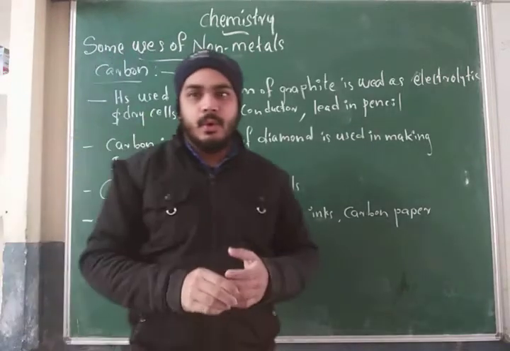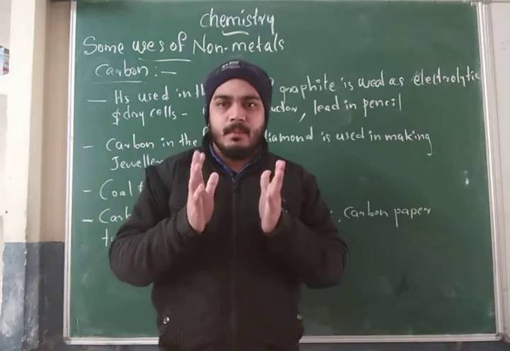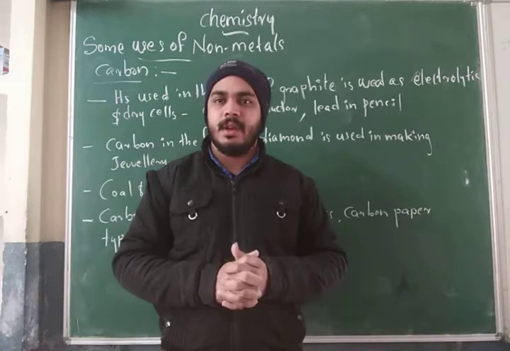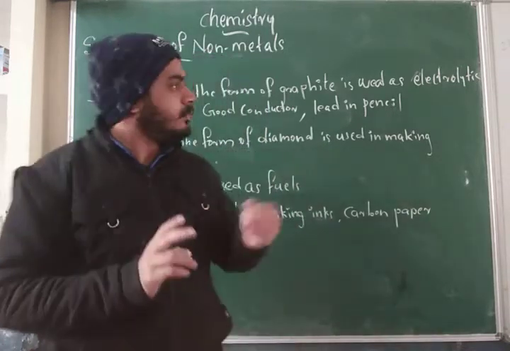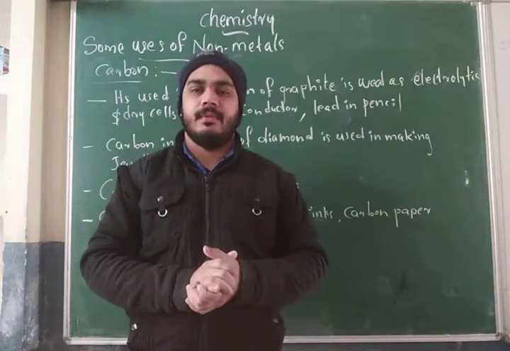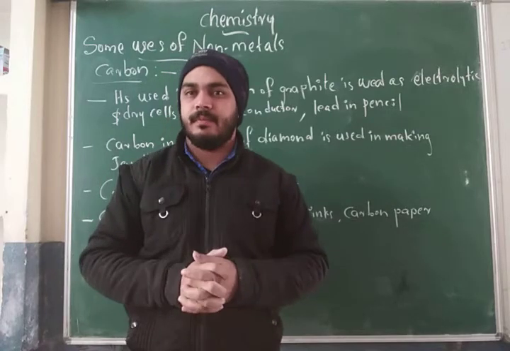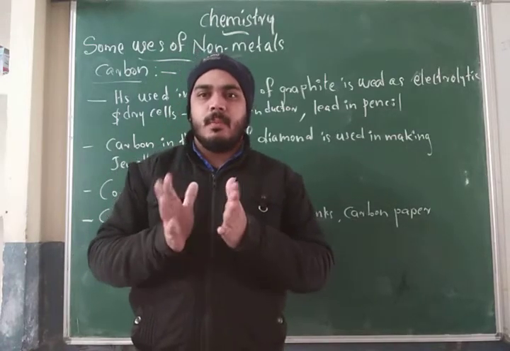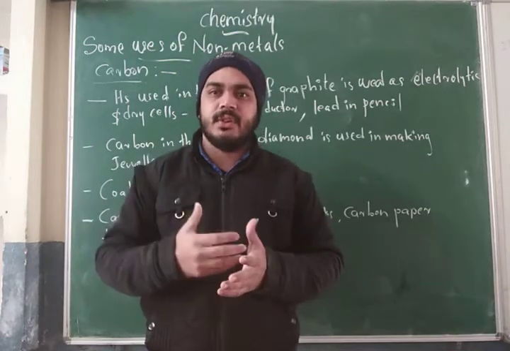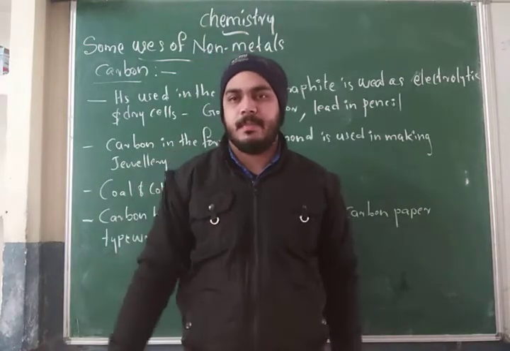For dry cells, that means it is very important. Graphite is a good conductor of electricity and heat. That's why in dry cells and the electrolytic process, graphite is used for easy transfer of electricity and heat from one place to another.